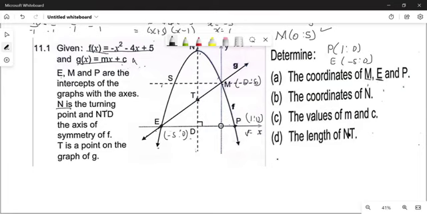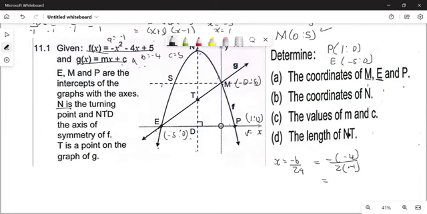So we're going to use the formula that says x is going to be minus b all over 2a. Now, what is our a here? Let's come and check. What is our a here? Minus 1. What is our b? Minus 4. What is our c? It's 5. And then if we do that, we're going to have minus open bracket minus 4 close bracket all over 2 multiplied by minus 1.